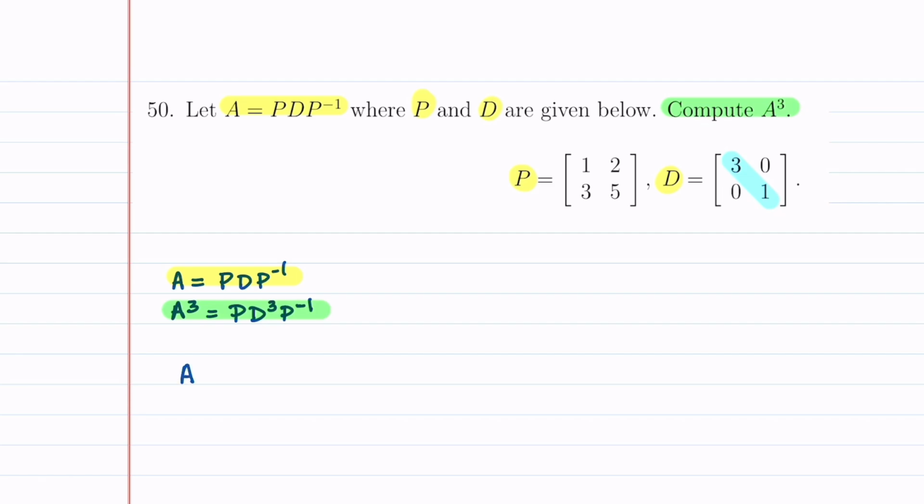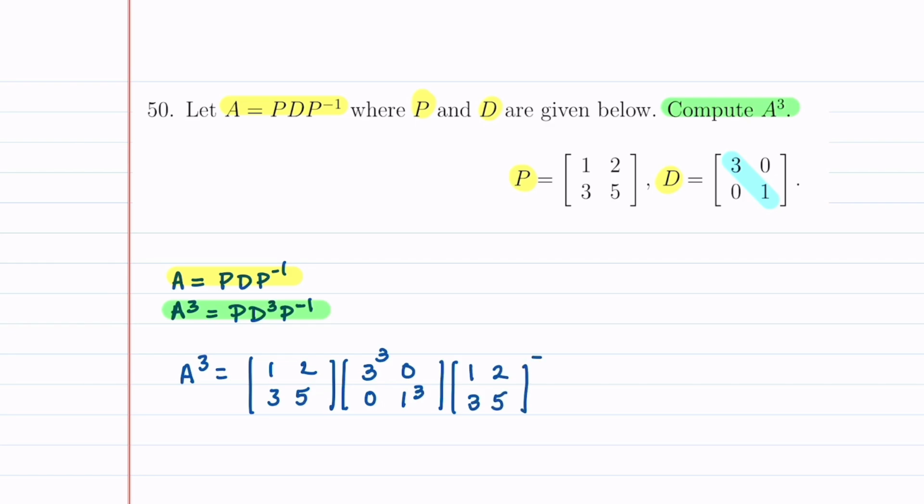Here we go. Let's write down A cubed, and we're going to write down P, 1, 2, 3, 5. And then we're going to write down D cubed. The way that you raise a diagonal matrix to a power is that you raise each of the entries along the diagonal to that power. So this becomes 3 cubed, 0, 0, and then 1 cubed. And then we have P inverse, which we're just going to write like this for now, and then we'll have to calculate it. So we'll just put a little -1 there to indicate that we need to find the inverse.